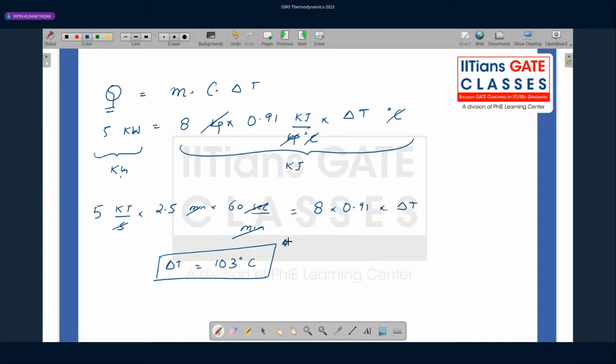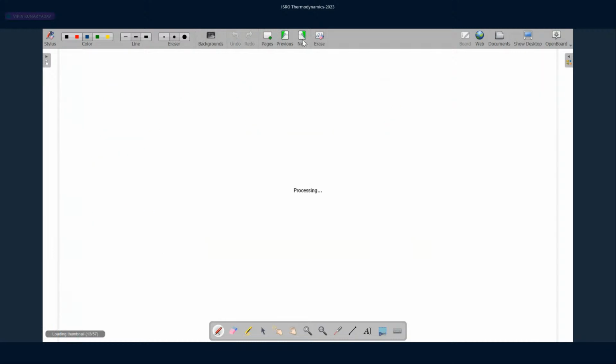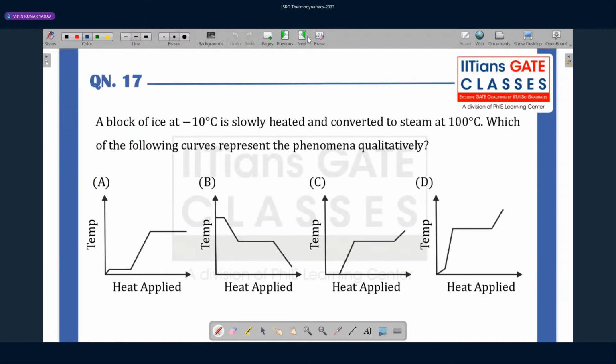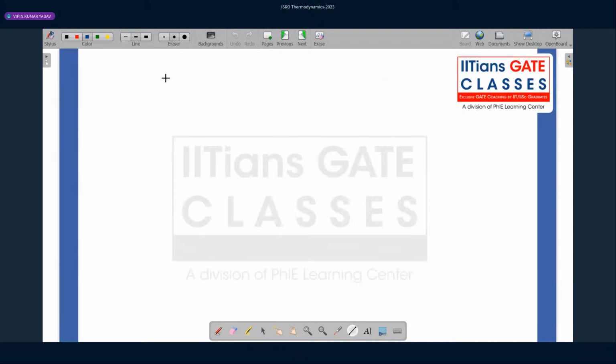Chalo. Let's move on to the next question. Okay. A block of ice at -10. So ice is at what? -10. Is slowly heated and converted to steam at 100 degrees Celsius. Which of the following curves represent the phenomena qualitatively? So I hope you're all aware of the concept of phase change, I think. Okay. So let us say this.